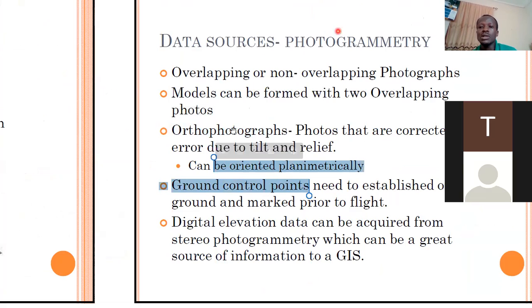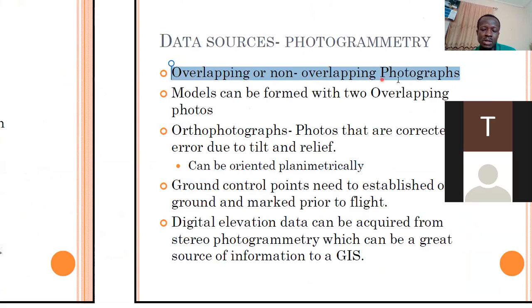All right. So now let's actually look at it. I've already talked about, let's look at what we haven't touched on. Overlapping and non-overlapping photographs can be used. Then the model can be 2D or 3D.